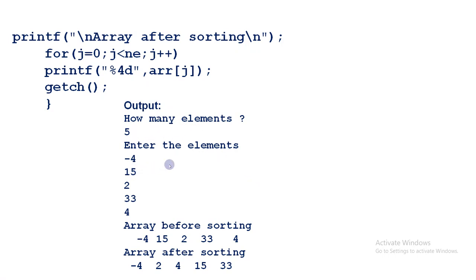How many elements? 5. Enter the elements: minus 4, 15, 2, 33 and 4. Array before sorting: minus 4, 15, 2, 33 and 4, because we have printed in a line. Array after sorting is minus 4, 2, 4, 15 and 33.